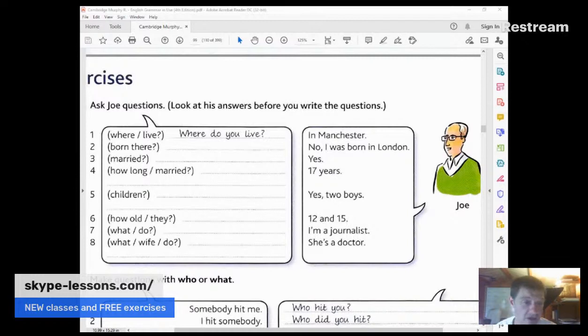What do you do? And notice it's still question word, auxiliary verb, subject, main verb, and we'll do the same with number 8. We're still going to use present simple because this is something that happens every day, every week, every month, every year. What does your wife do? She is a doctor every day, every month, every year. Yeah. So present simple for those two.